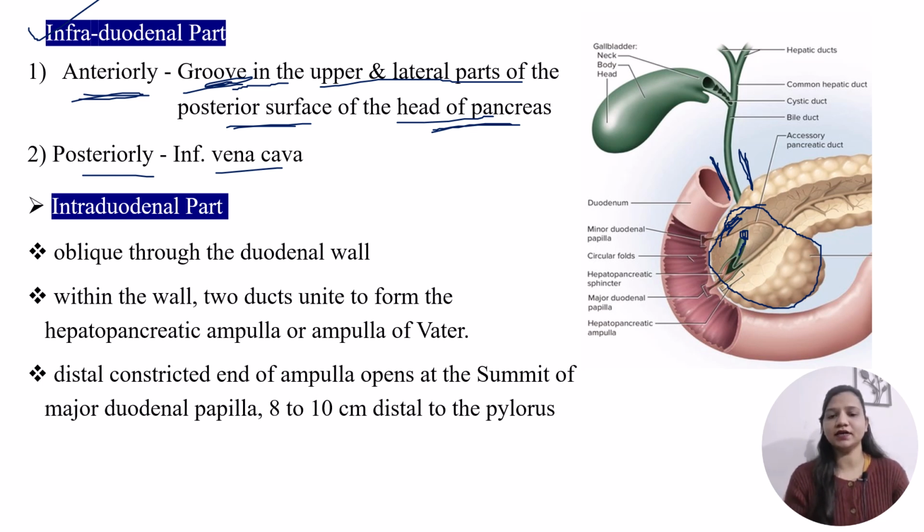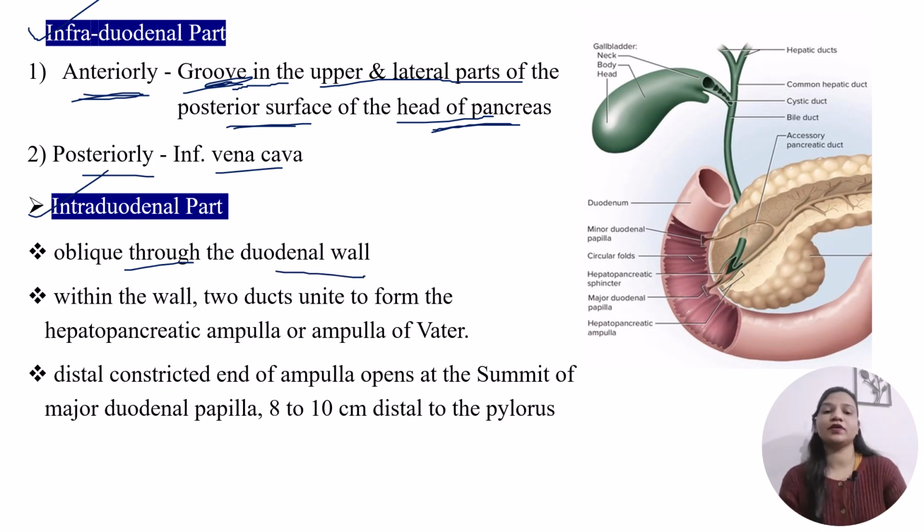The next one is the intraduodenal part. So what is the intraduodenal part? The intraduodenal part is oblique through the duodenal wall. So we have already discussed the passage of the intraduodenal part and how it connects with the pancreatic duct and enters into the duodenal wall. While entering into the duodenal wall, its passage is oblique. It enters obliquely into the duodenal wall, as you can appreciate in this picture.